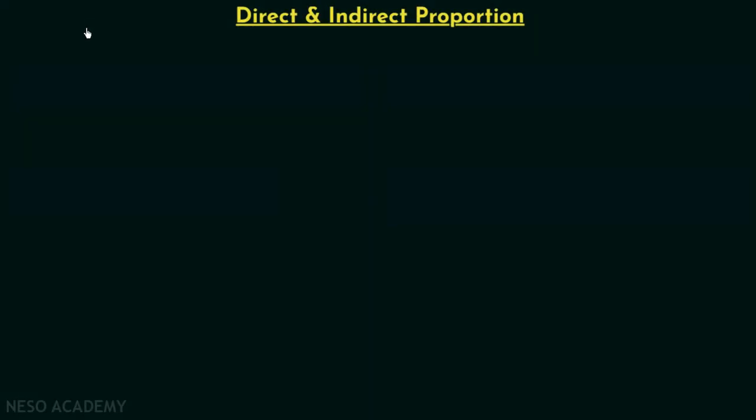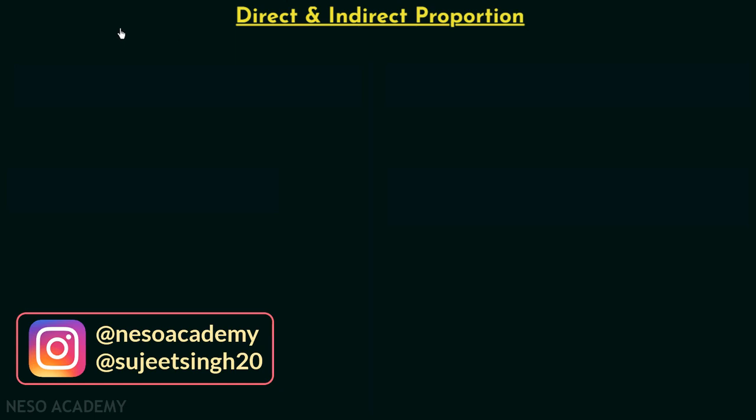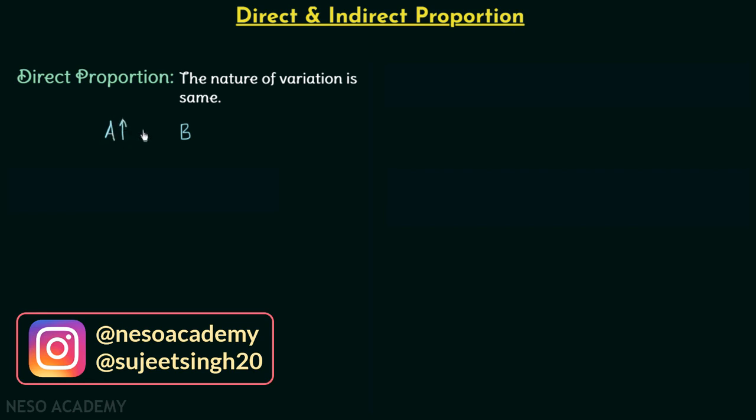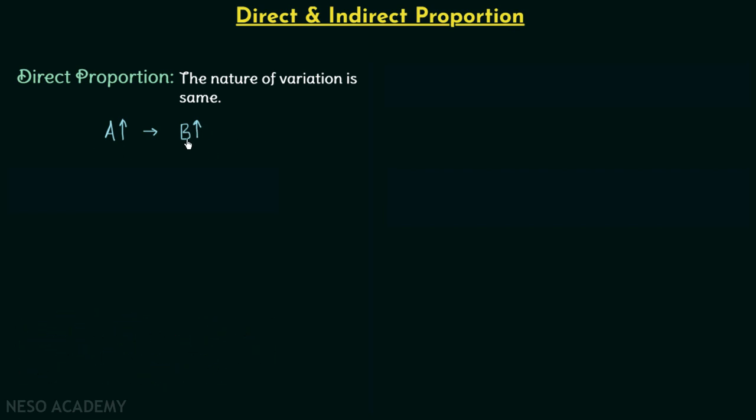In the previous lecture, we had discussion on proportion, and now we are going to understand direct proportion and indirect proportion. So let us start our discussion with direct proportion. When we have two quantities and the nature of variation of the two quantities is same, we say the two quantities are directly proportional. For example, if we have quantity A and we have quantity B, and when you increase quantity A and this makes increment in quantity B as well, then we will say that the two quantities are directly proportional. Very easy to understand.